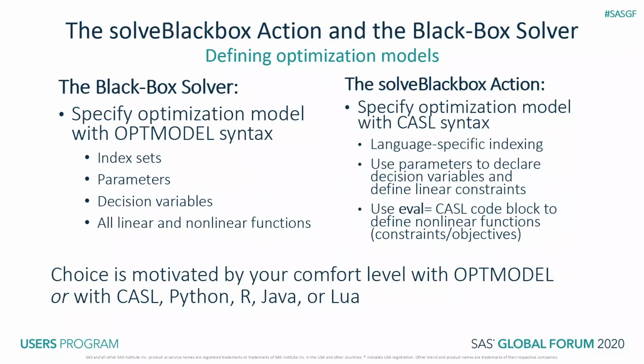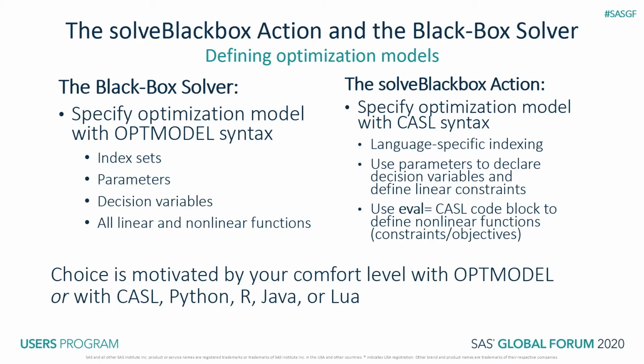Now let's consider how the solveBlackbox action compares to the BlackBoxSilver. With the BlackBoxSilver, you use op-model syntax to set up the entire model: index sets, parameters, decision variables, constraints, and objective. This is true whether you happen to be using proc-op model in CASL or the run-op model action in CASL or any of the other languages, Python, R, Java, or Lua.